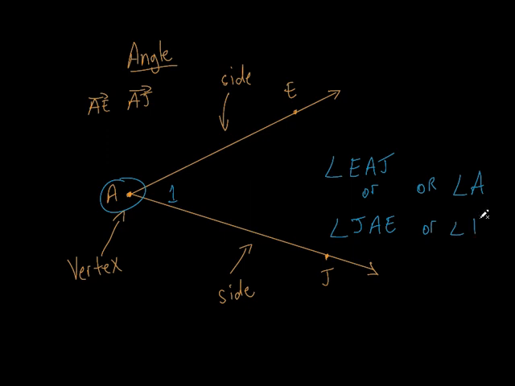It's always nice when they stick a number in there. It makes it a little easier. Just call it angle 1. I don't have to use all these different letters and stuff. But there are times when they don't number the angle. All right, so you have to use EAJ or JAE.